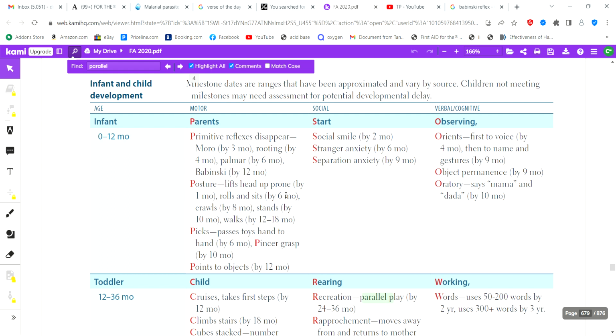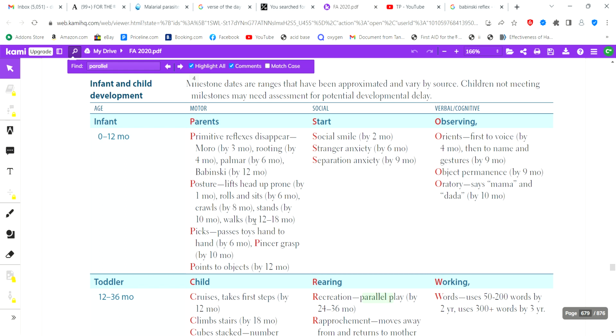Okay, posture: lifts the head up prone by 1 month, rolls and sits by 6 months, crawls by 8 months, stands by 10 months, walks by 12 to 18 months. So the kid lifts their head up prone. When they're on their knees and arms, they can lift their head, is what they're saying. Not when they're laying flat on their back.